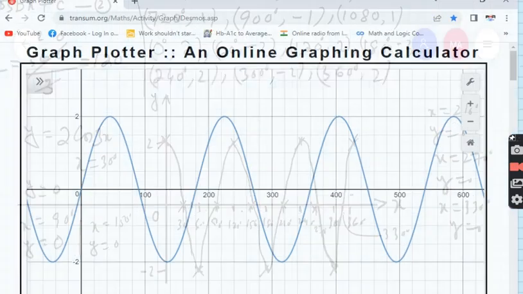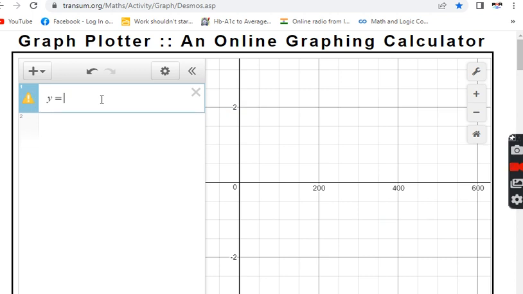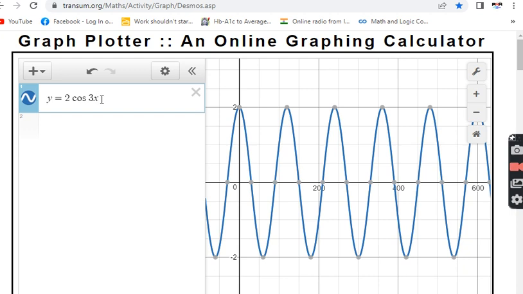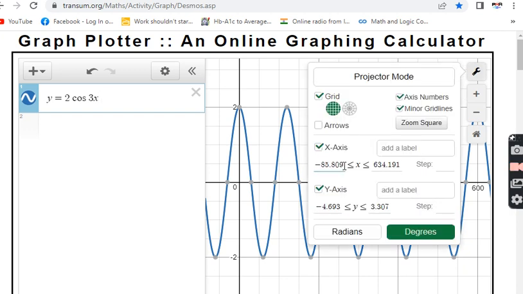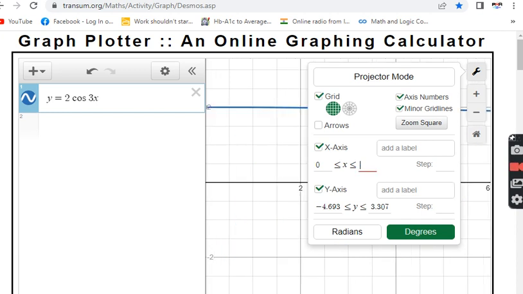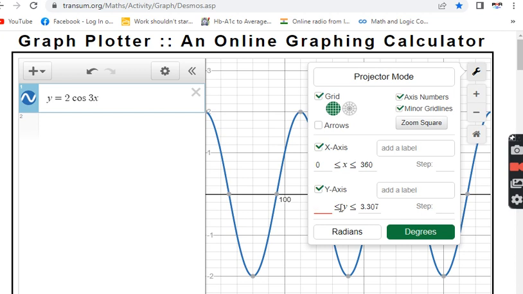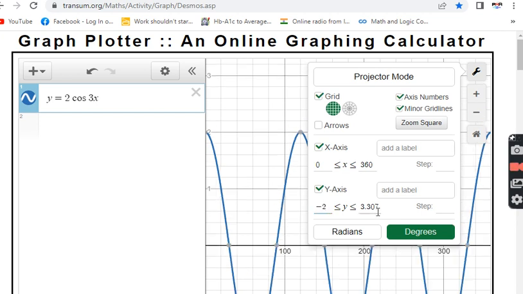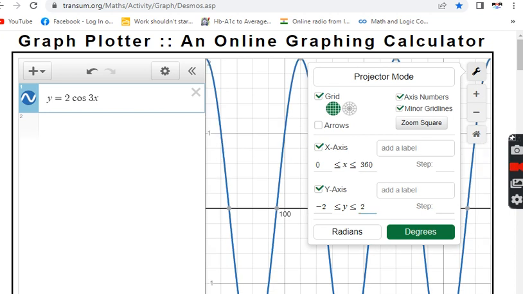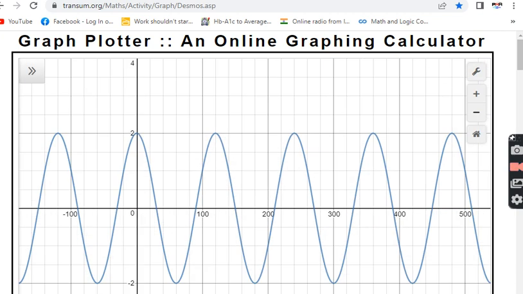Our equation is y is equals to 2 cos 3x, and x is from 0 to 360 degree, and y is from -2 to 2. This is the graph.